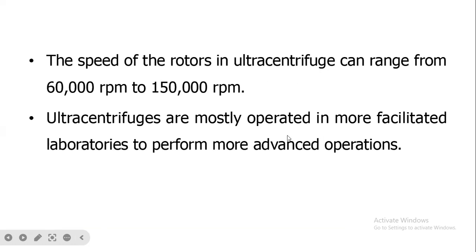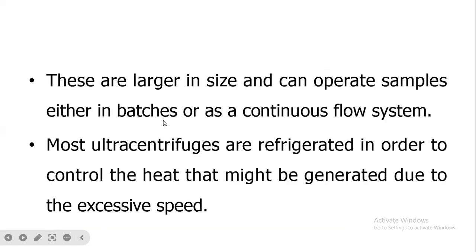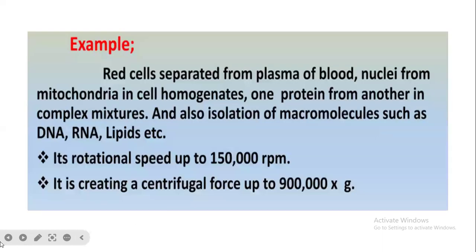Ultracentrifuges are mostly operated in more facilitated laboratories to perform more advanced operations. These are larger in size and can operate samples either in batch or as a continuous flow system. Most ultracentrifuges are refrigerated in order to control the heat that might be generated due to excessive speed. Examples: red cells separated from plasma of blood, nuclei from the mitochondria in cell homogenates, one protein from another in a complex mixture, and also isolation of macromolecules such as DNA, RNA, lipids, etc.